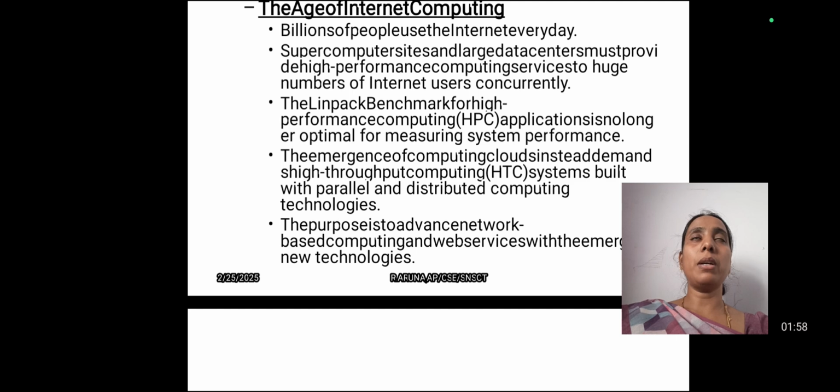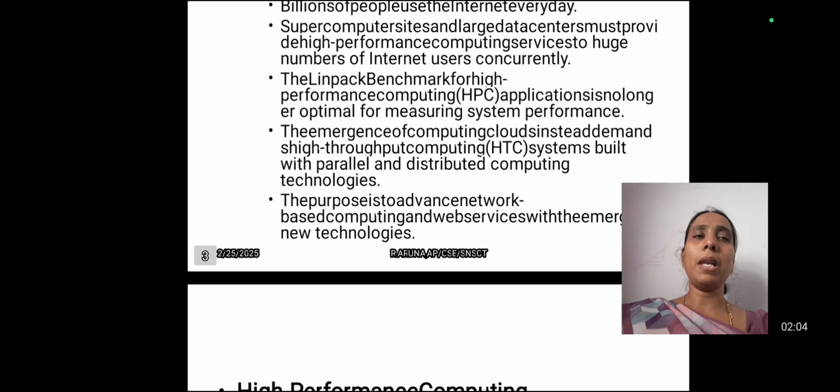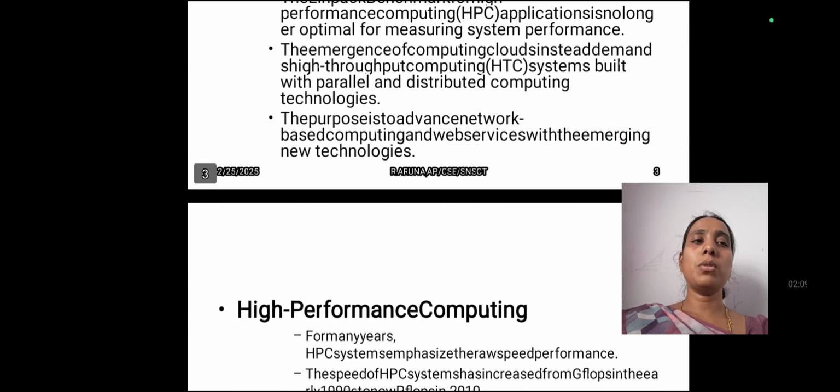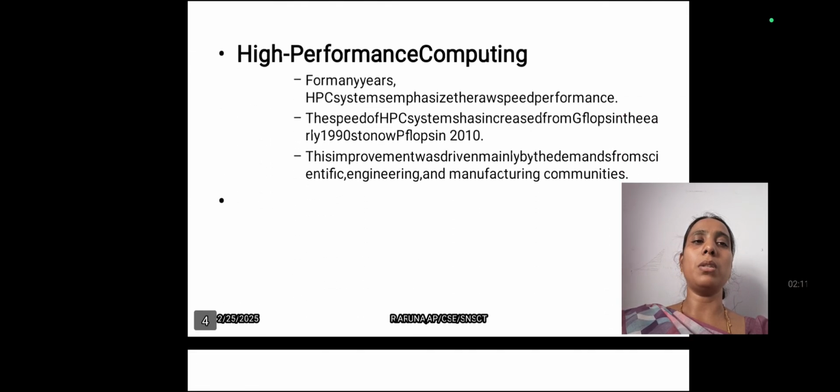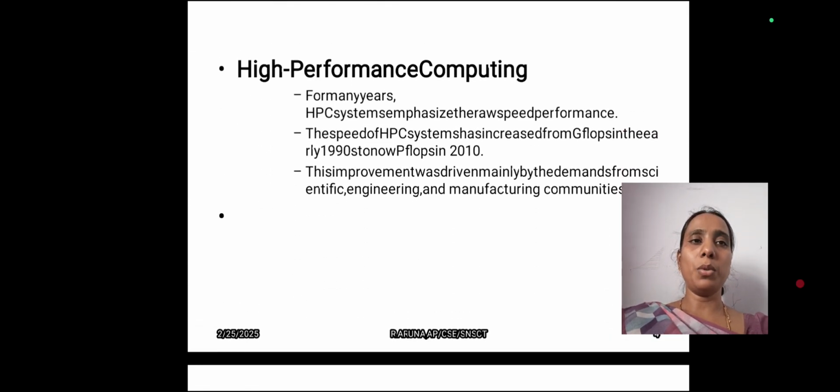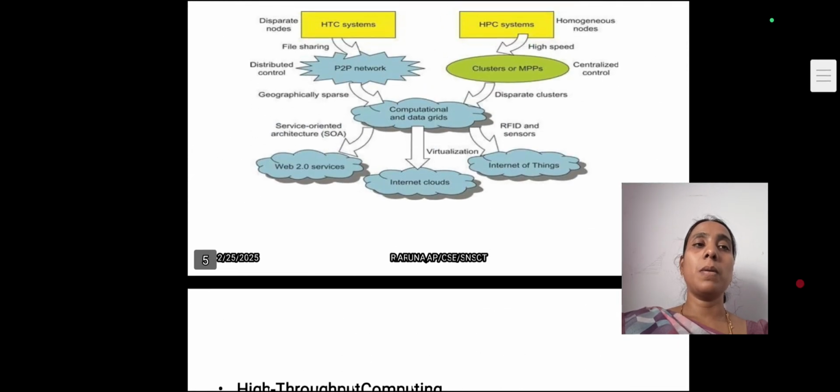Here in HTC, we check the throughput of the computing system, using parallel and distributed computing technologies. The purpose is to advance the emerging new technologies. High performance computing, HPC, emerged in 2010. It is useful mostly in scientific, engineering, and manufacturing communities.